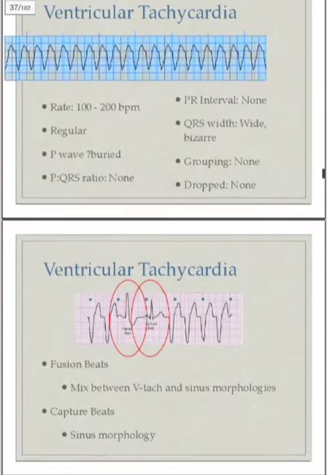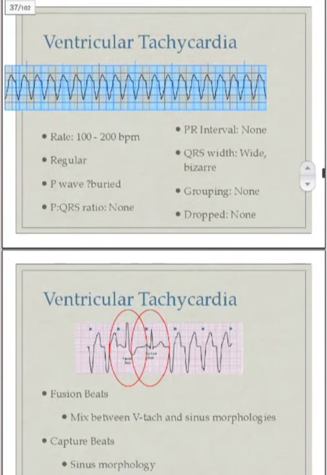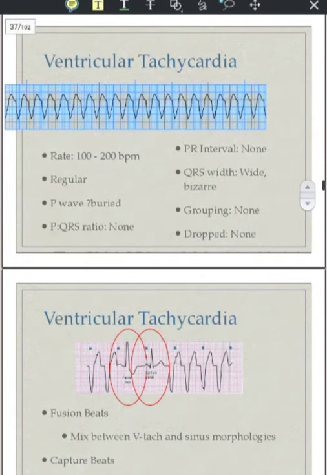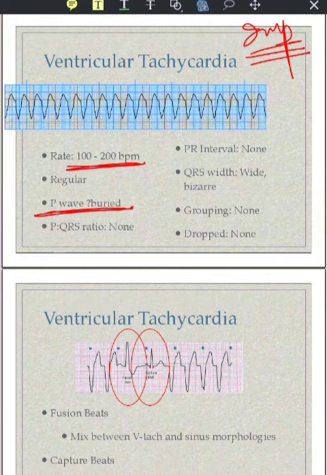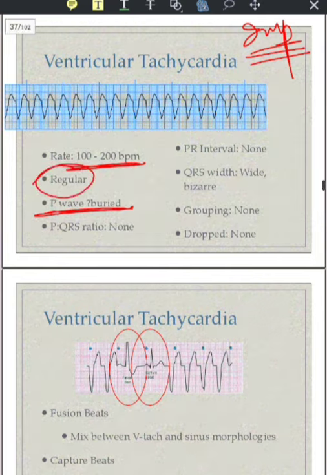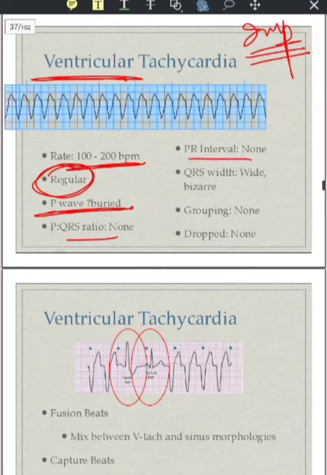Ventricular tachycardia, right? Here you go. This is a very important ECG, right? I'm going to write important on top of it because it is that important. Rate is 100 to 200. There is no P wave, and if it is present, it is buried because any ventricular part has taken control of the rhythm. It has suppressed sinus node, right? And rhythm is regular because there is a ventricular pacemaker present, right? That's why it is called ventricular tachycardia. There is no P to QRS ratio because there is no P wave. PR interval is none. QRS is wide and bizarre.